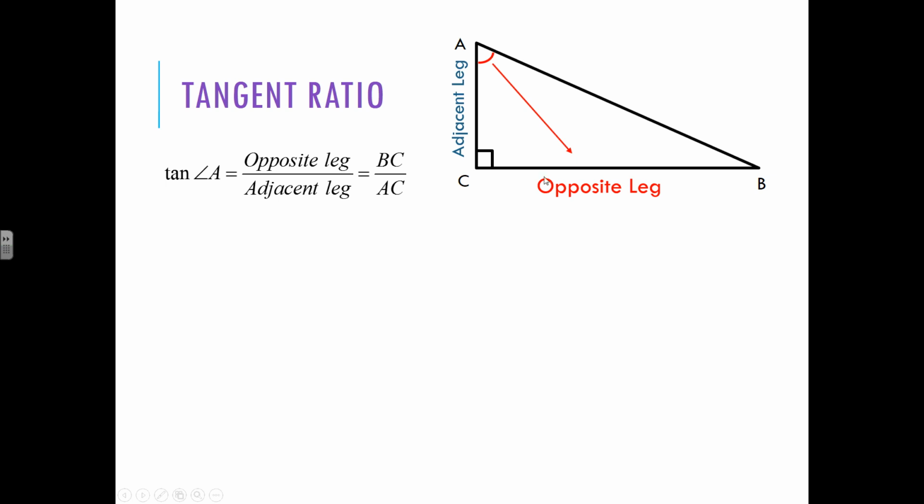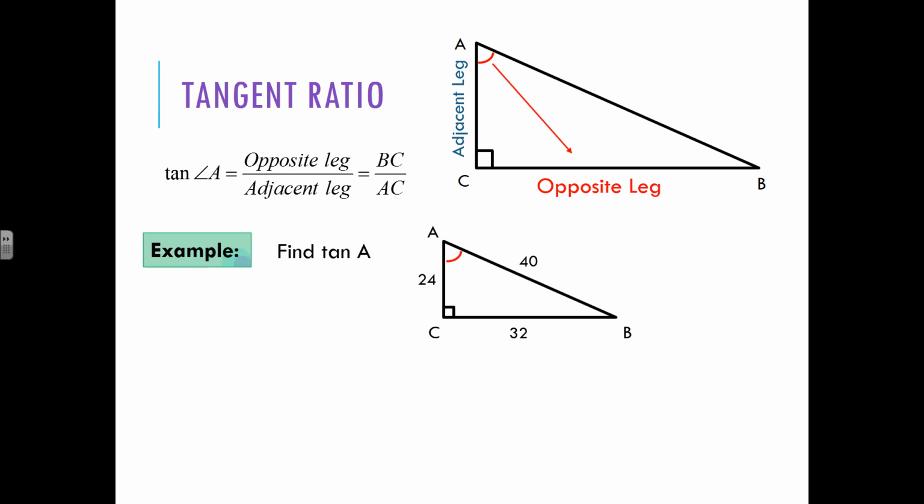And you write those two side lengths as a ratio. So it's the opposite leg over the adjacent leg, or opposite over adjacent. That's tangent. So if you can just remember that, tangent is opposite over adjacent, you'll be good. Okay, so here's an example.